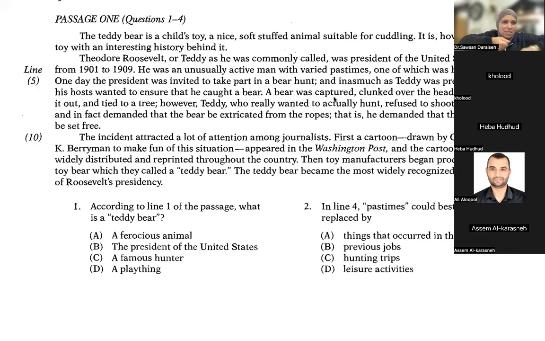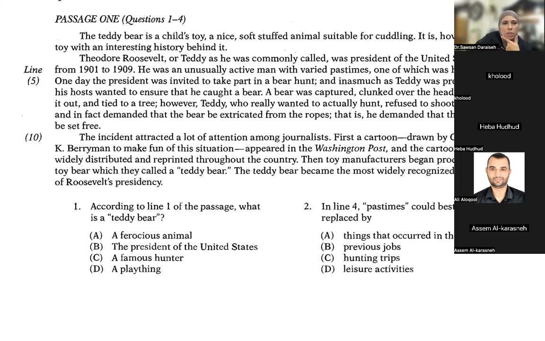And they boxed the bear, meaning they made it weak, vulnerable, all right? They hit the bear really, okay? And tied it to a tree, okay? They tied it to a tree. However, Teddy, who really wanted to actually hunt, by himself, he doesn't want cheating, he refused to shoot the bear. He didn't agree to shoot the bear.